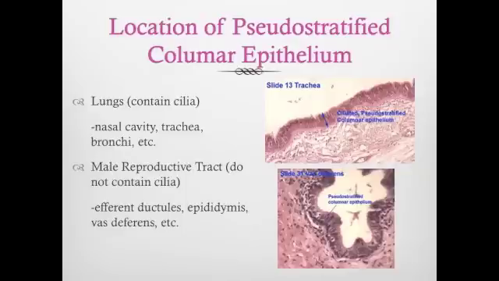This type of epithelium can also be found in structures of the male reproductive tract, such as the efferent ductules, epididymis, and vas deferens. Many of these structures are tubular, so if you look to the picture on the bottom right, you will notice a lumen. This is a picture of the vas deferens. Notice how there are no cilia in this type of pseudostratified columnar epithelium.